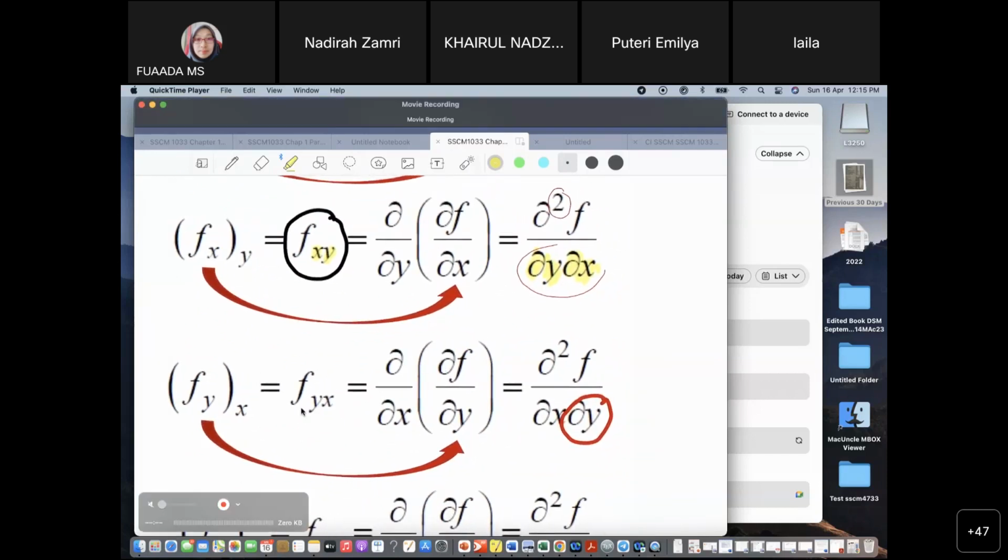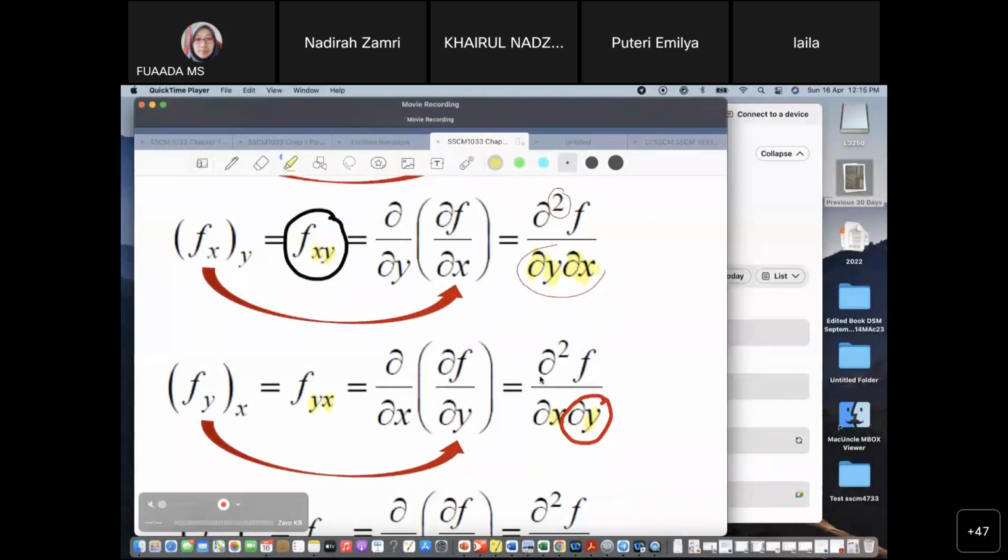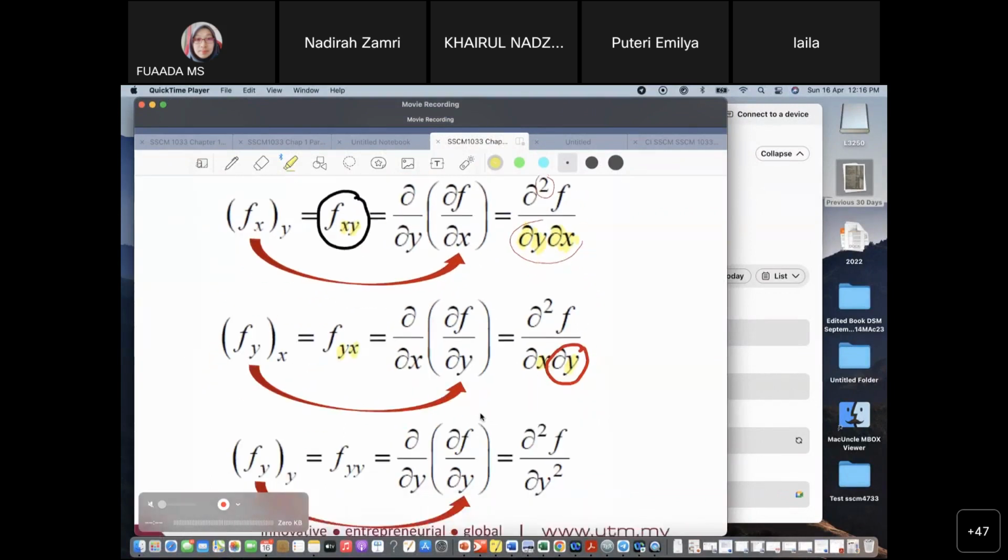Look at this one, fyx. It means that you settle down the y first, and followed by the x. They are the same process but different notation. Okay, understood? Hopefully you are clear with that.